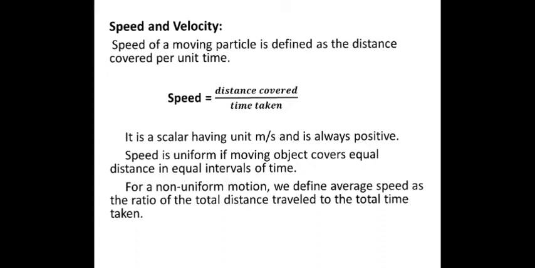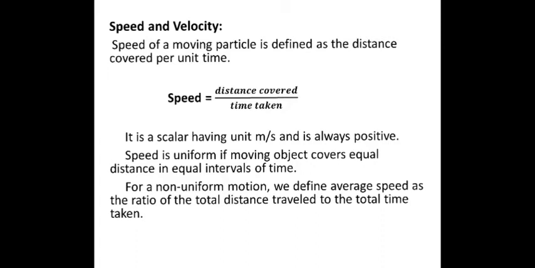Speed is uniform if a moving object covers equal distances in equal intervals of time. If the distances are equal for equal time intervals, then you get uniform speed.